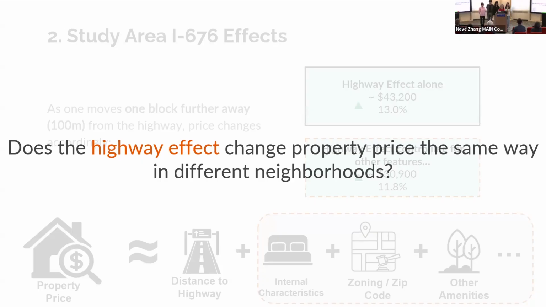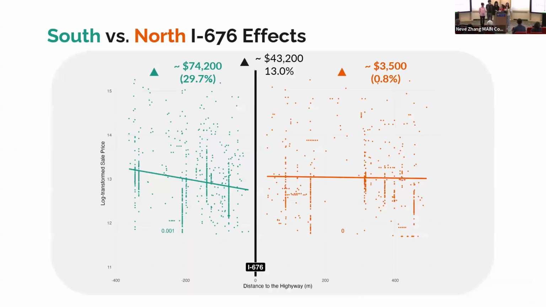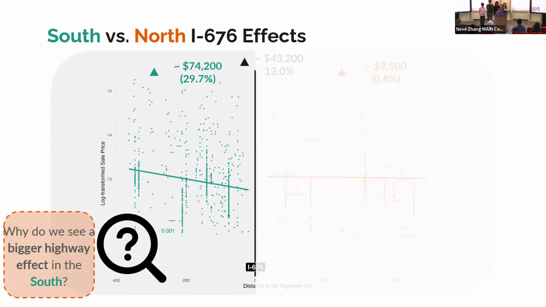Now we ask, does the highway effect change property price the same way in different neighborhoods? As you can see here, the answer is no. Though median property price hovers around $400,000 for both sides of the highway, on the north side, we basically see no highway effect, with only a $3,500 increase as one moves 1 block further north from the highway, or a 0.8% increase. On the other hand, price increases by $74,000 as one moves 1 block further south from the highway, or a 29.7% increase. You may wonder, why do we see a bigger effect in the south?